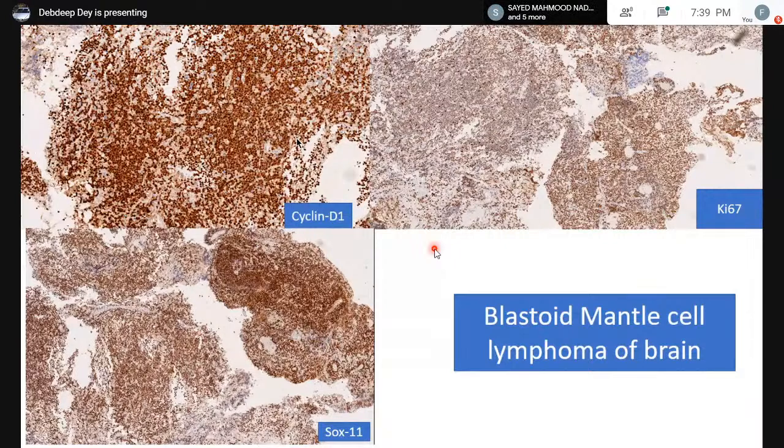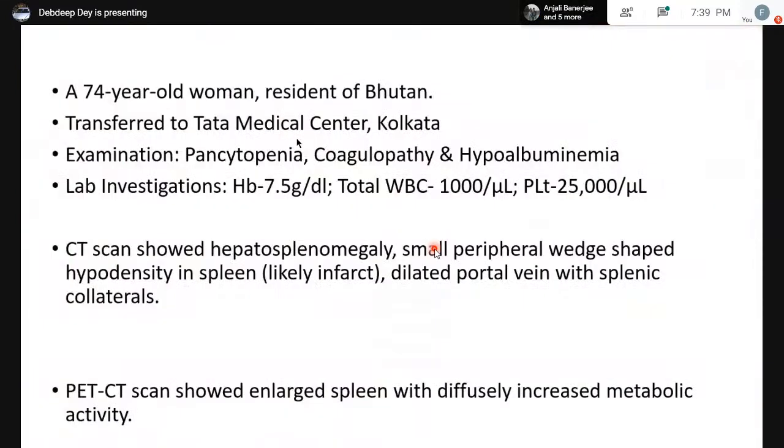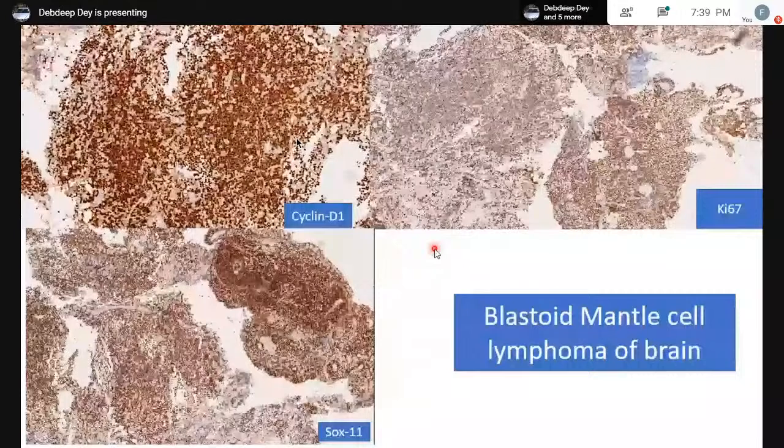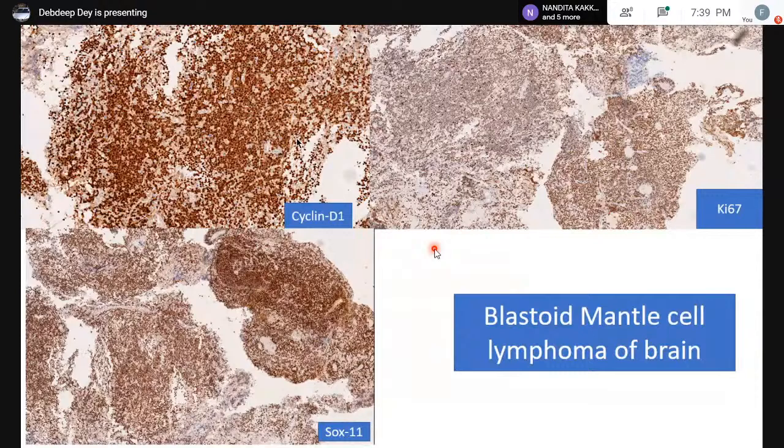So it's about being aware of the entities that can happen and doing a thorough immunohistochemical workup. If you are working in a center which does not have immunohistochemistry, it is useful that you don't try a heroic diagnosis. You just call it a lymphoproliferative disorder and send it to a higher center which has all the facilities for it.